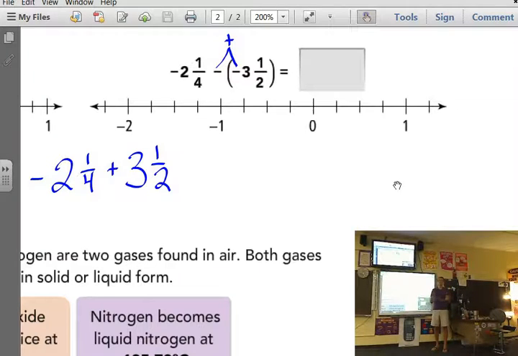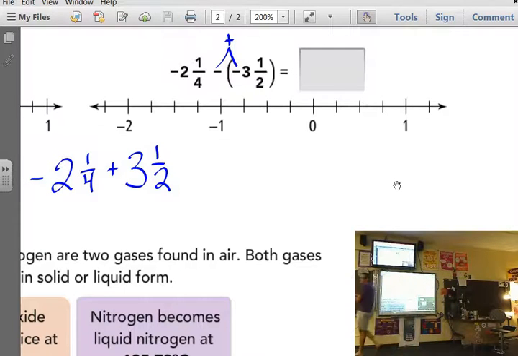And I've always hated the name improper fraction because improper makes it sound like wrong or something like that. I know improper is because the bigger number's on top and that's not proper. But improper fractions are way easier to work with than mixed numbers. So start by making these improper. So, how do I make negative 2 and 1/4 improper?